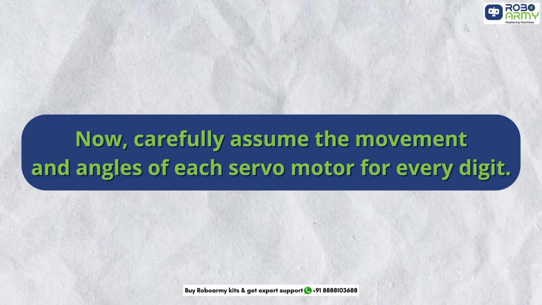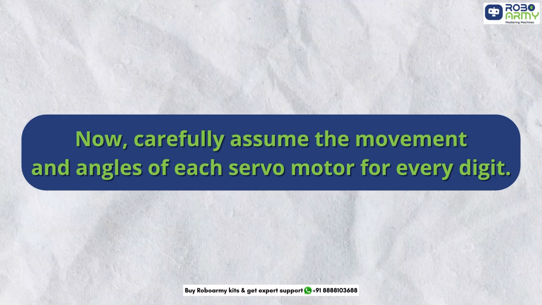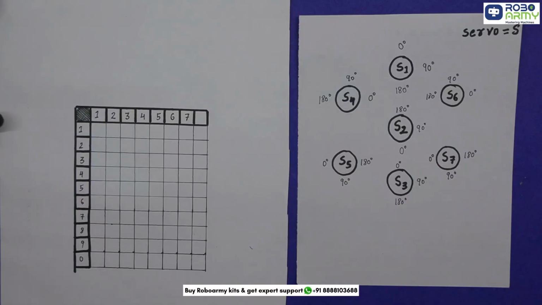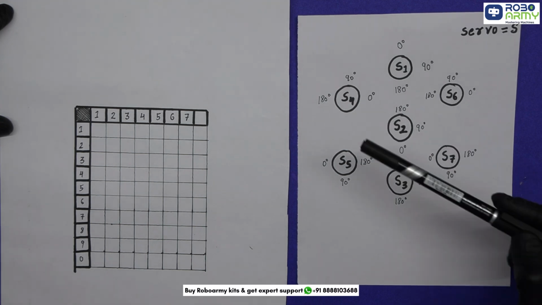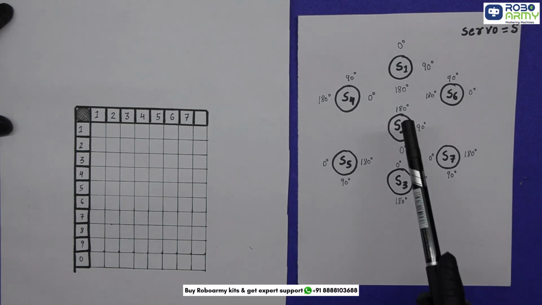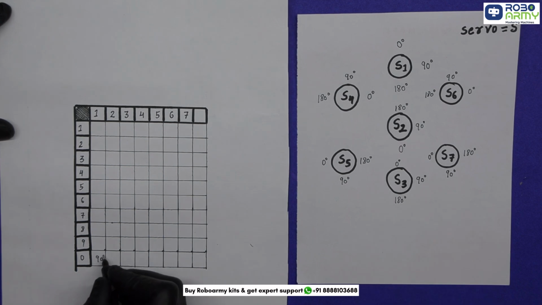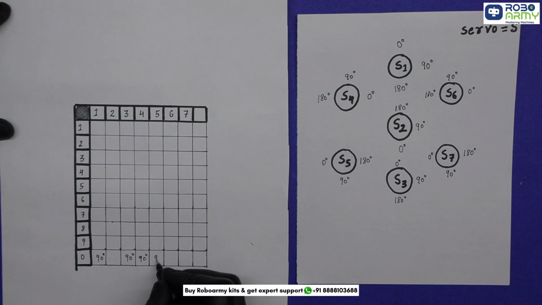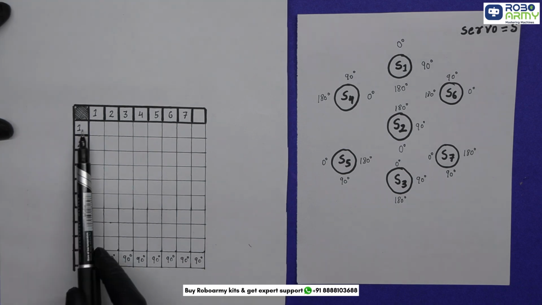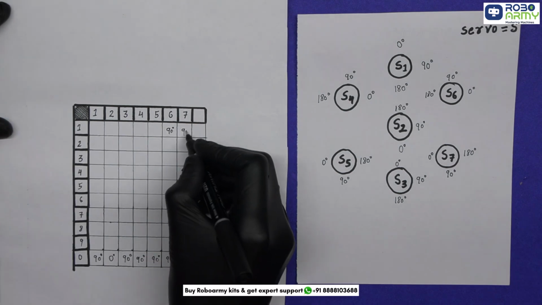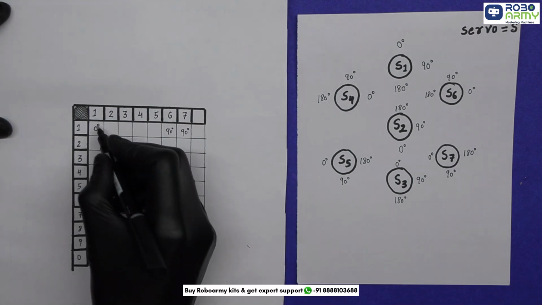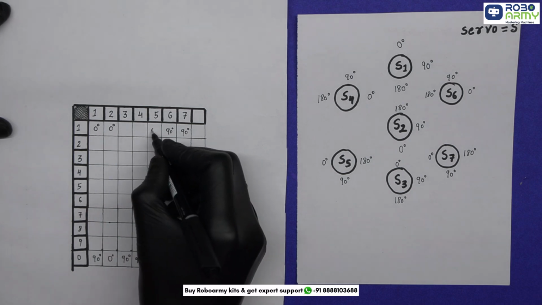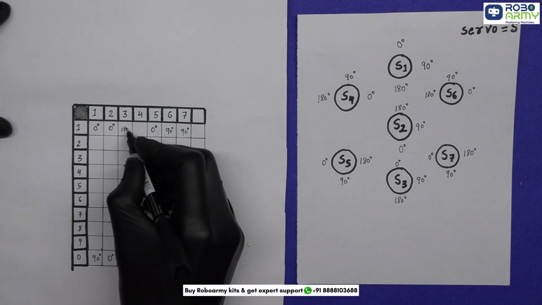Now carefully assume the movements and angles of each servo motor for every digit. For example, in my setup, to display 0, servos 1, 3, 4, 5, 6 and 7 are set to 90°, and servo 2 is set to 0°. Now to display 1, servos 6 and 7 are set to 90 degrees. Servos 1, 2 and 5 are moved to 0 degrees, which pushes them outward. And servos 3 and 4 at 180 degrees, also outward.